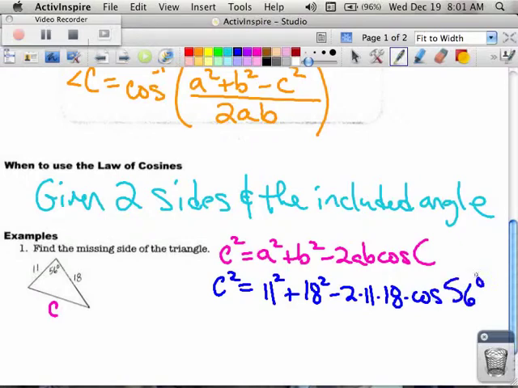56 degrees. And so as we look at where these things are coming from, the 11, which we're calling the A, came from one side of the triangle. The 18, which we're calling the B, came from the other side of the triangle. And the C, which is the side we're looking for, came from the last side of the triangle. So here's my 11 again, and here's my 18.